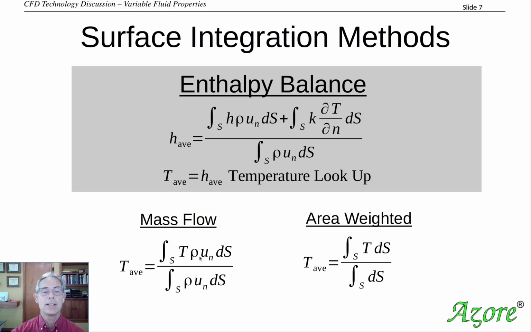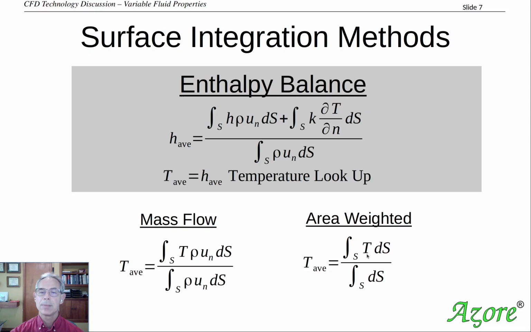In this method, we take the density times the velocity normal to the surface times the area, and that's the mass flow rate. Then we multiply it by the temperature, sum all of those up, and divide by the total mass flow rate, and that gives us yet another representation of the average temperature.